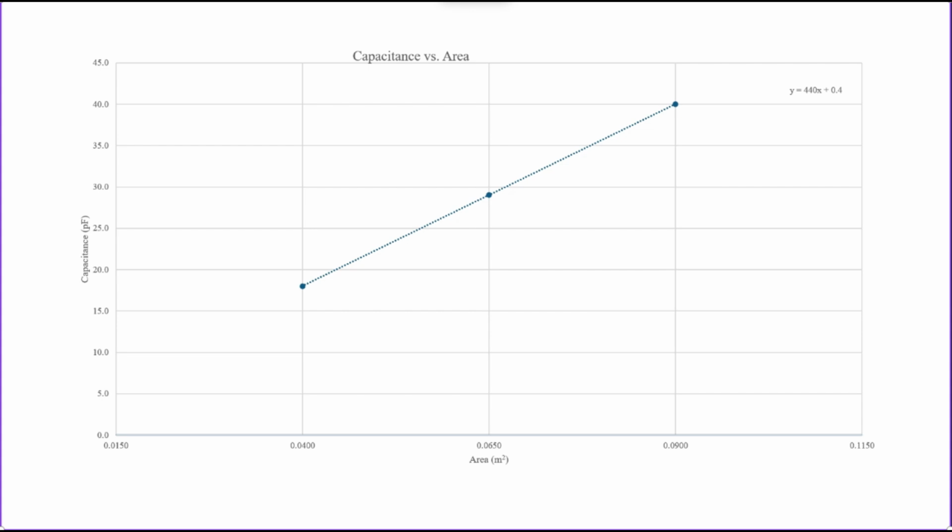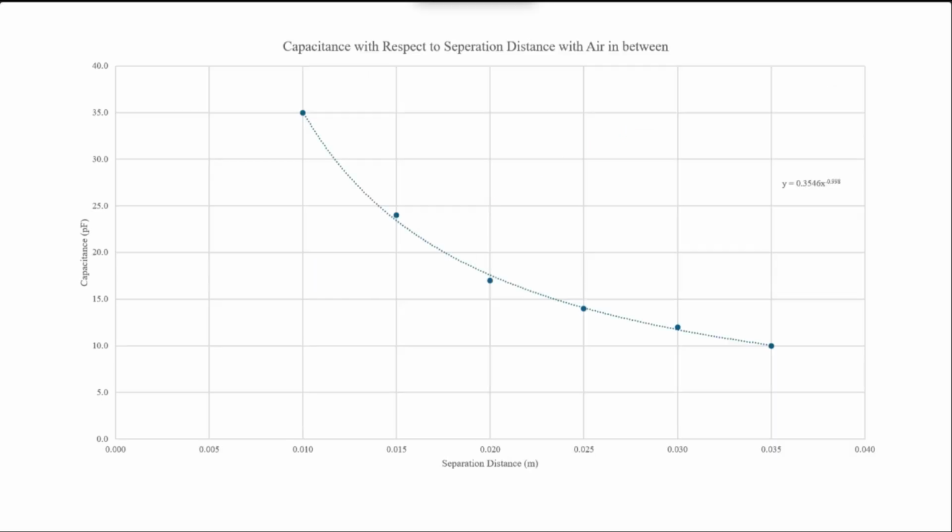From graph of capacitance versus area, it was observed that the graph was linearly increasing as expected. From the graph of capacitance with respect to separation distance with air in between, the inverse proportionality meets the expectations.